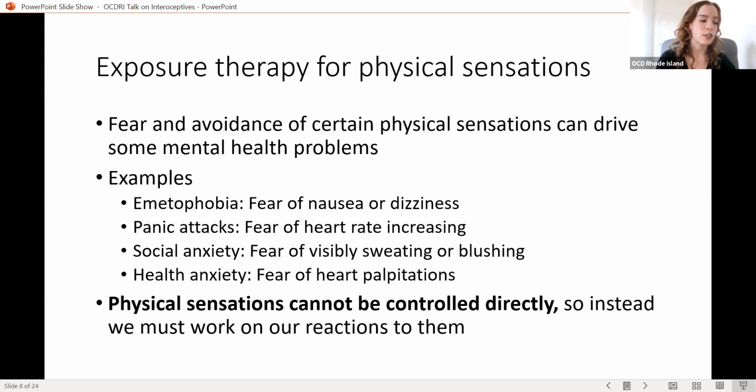So we need a different approach than just trying to suppress our physical feelings when they're driving a mental health problem. We need to actually take the approach of building an ability to be with sensations so that you can learn that you're able to survive them and that you can continue living your life in the ways that you want, rather than constantly steering around any possible triggers, which is ultimately not workable, like we talked about.